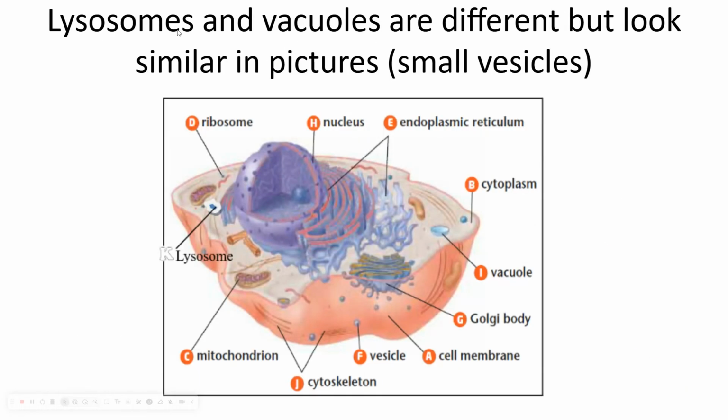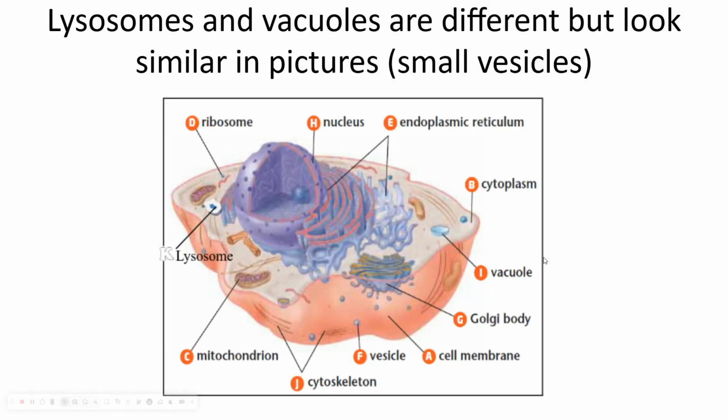So as I said, lysosomes, vacuoles and vesicles are different. They're very different, but they all look similar in pictures. So sometimes it's okay if you label the vacuole as a lysosome, or the vesicle as a lysosome. Over here, I added an extra picture of a lysosome to show you that it sometimes has a slightly different shape, but they're all pretty interchangeable.